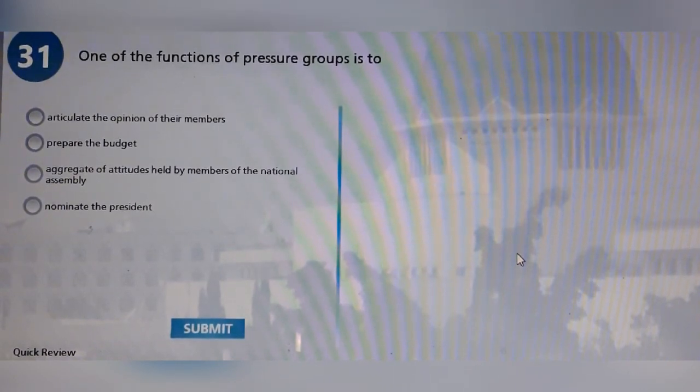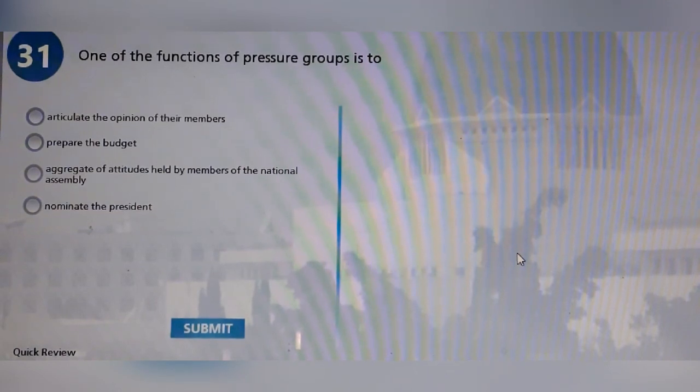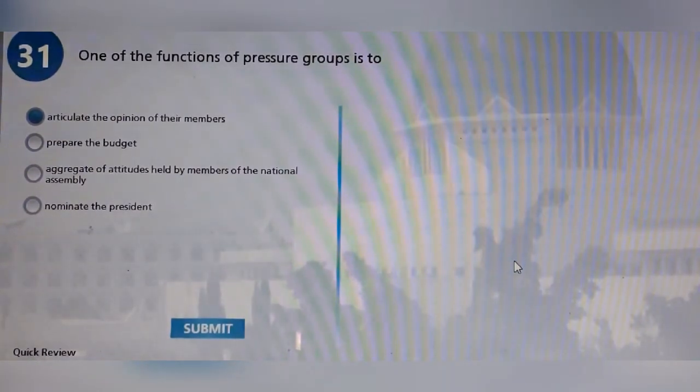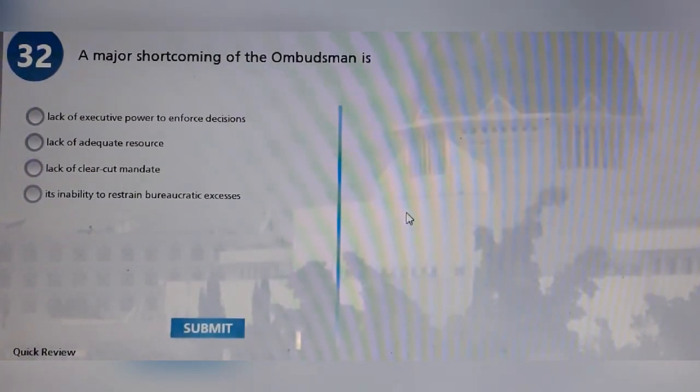Number 31 says, one of the functions of pressure groups is to A. articulate the opinions of their members, B. prepare the budgets, C. aggregate of attitude held by members of the National Assembly, and D. nominate the president. Of course, nominating the president is not a function of pressure groups, and neither is preparing the budget. So our correct answer is articulate the opinions of their members. That is one of the functions of pressure groups, amidst others.